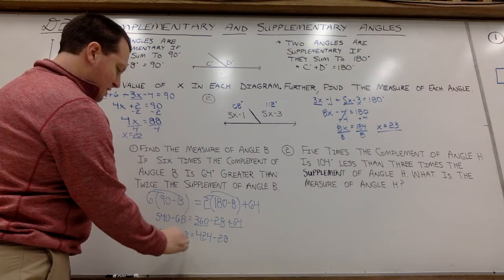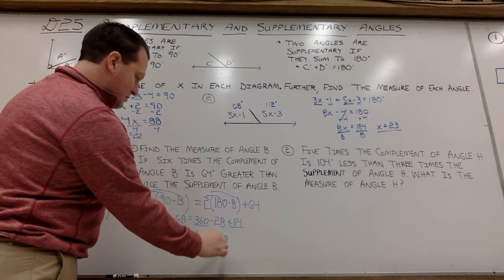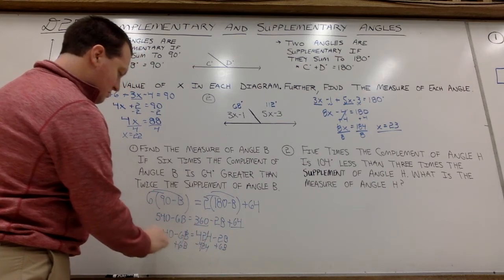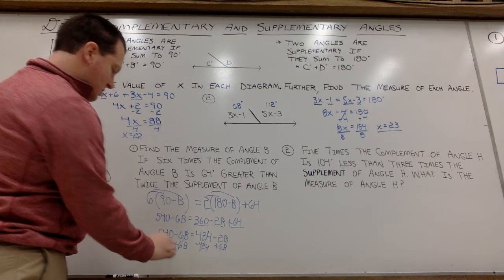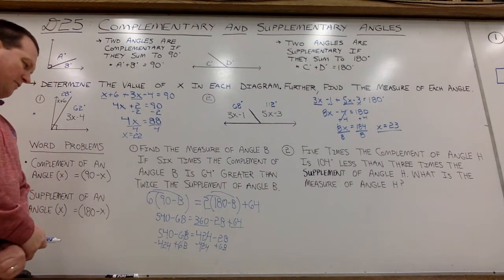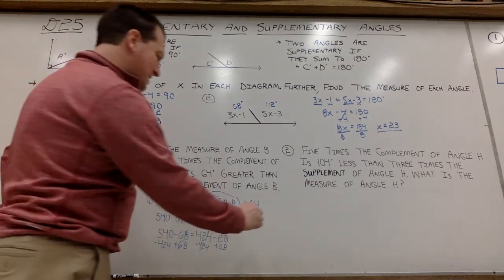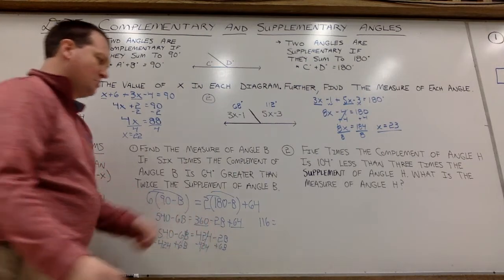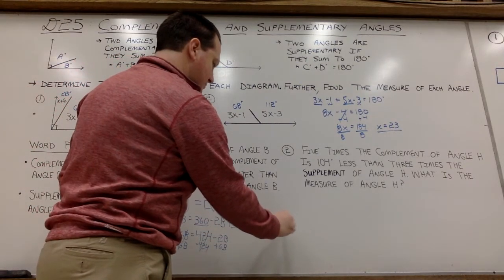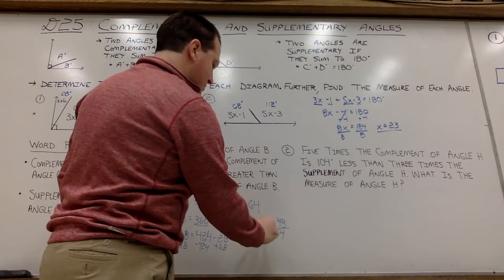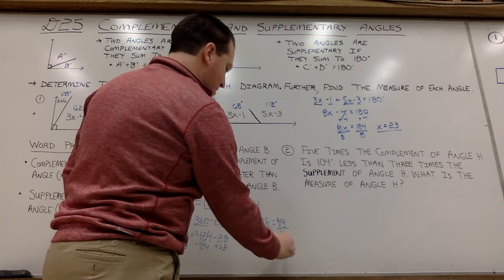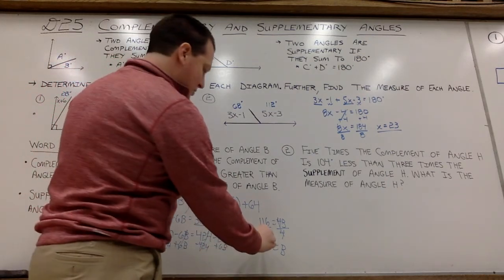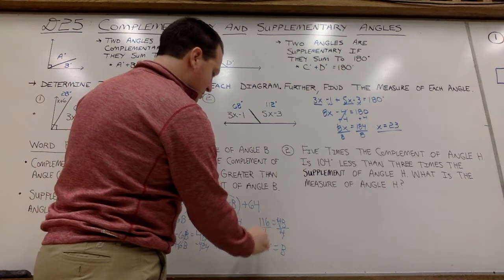I'll move the smaller b, add 6b to both sides, and then minus 424. 540 minus 424 is going to be 116 will equal negative 2 and 6. 6 minus 2 is 4b. Dividing by 4, I'm going to get angle B. 116 divided by 4 is, I believe, 29. So angle B will be 29 degrees.